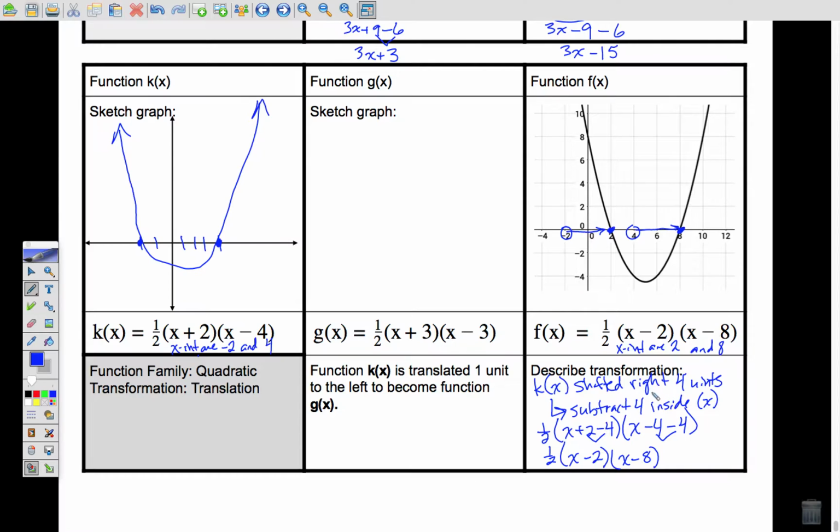So do you see how these transformations are working even if it's not in vertex form? All right, let's look.